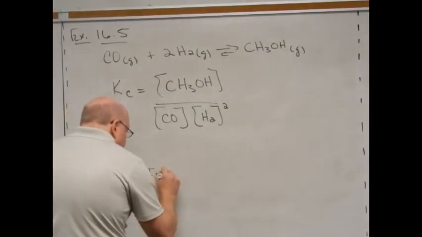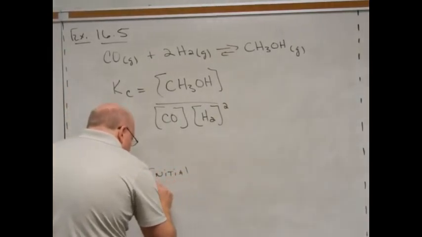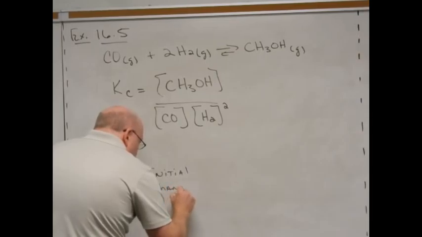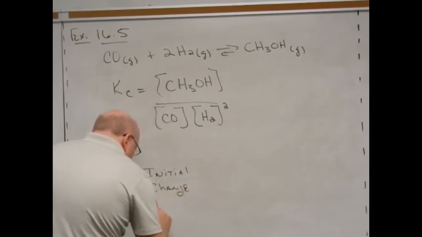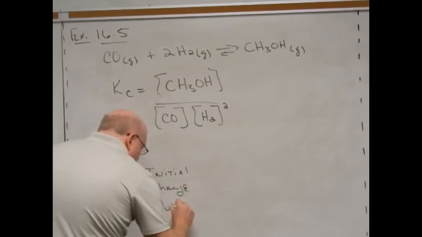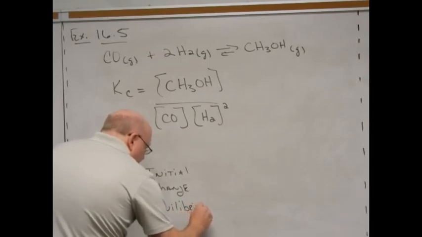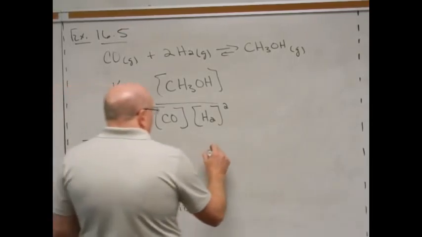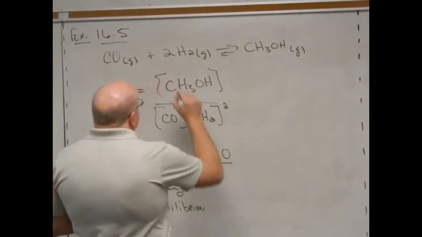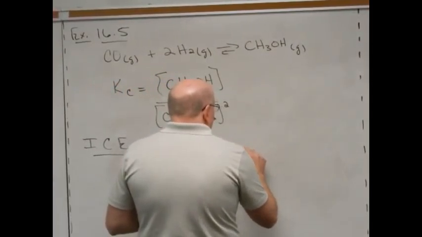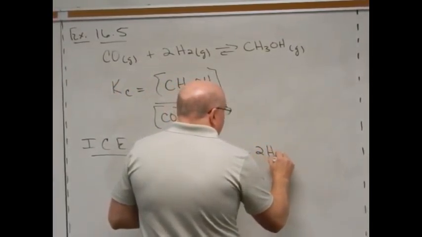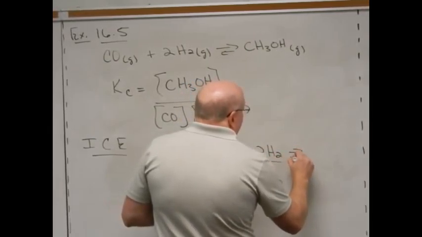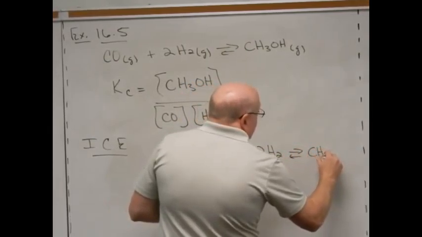If we write that, we write initial, change, equilibrium. Then we write that on the vertical. On the horizontal, write the reaction. Write what's in the reaction: CO plus 2H2 goes to CH3OH.